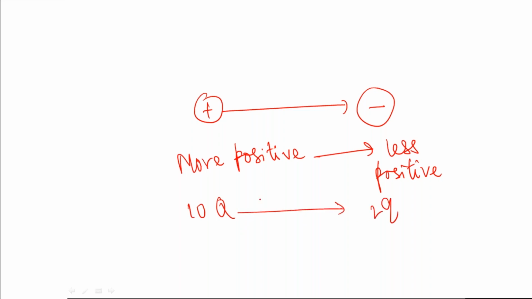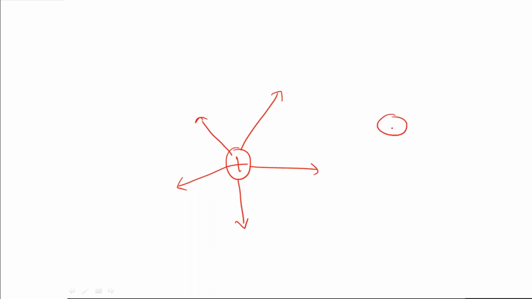Just remember, if I have a positive point charge, the electric field direction will always be radially outward, like this. If I have a negative point charge, how does it look? The electric field will be directed inward, radially inward, like this.